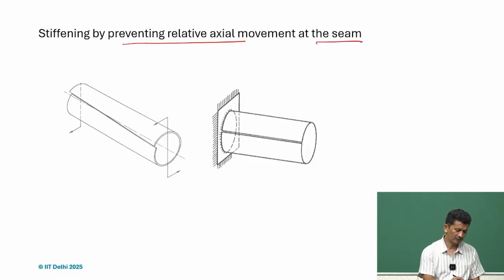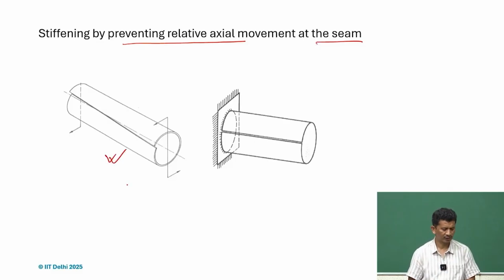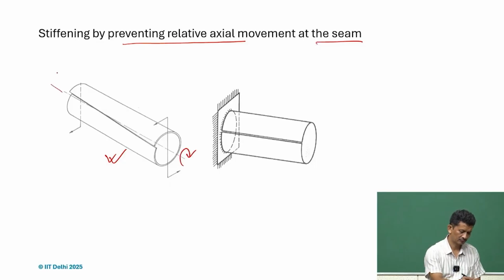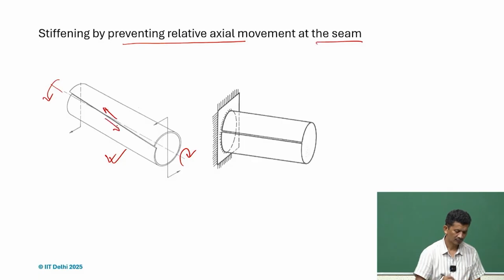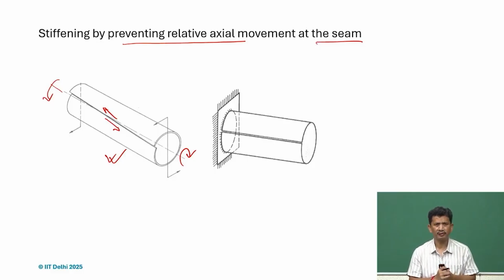So if we take a thin sheet and wrap it, and we try to apply the torsional load, so try to twist, what will happen at the seam? There will be movement. And yes, definitely it is a compliant member, it is not rigid in torsion.